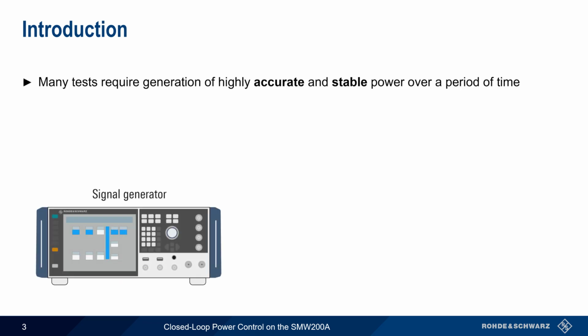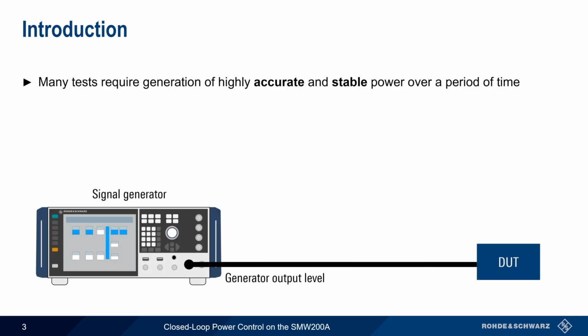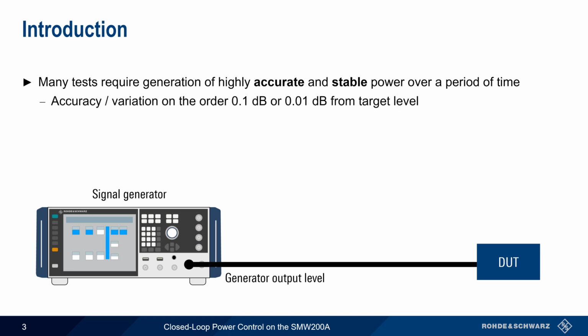Many RF testing scenarios require the generation of highly accurate and highly stable power over a period of time. The required degree of accuracy will vary by application, but accuracy or variation on the order of tenths or even hundredths of a dB is often desirable.